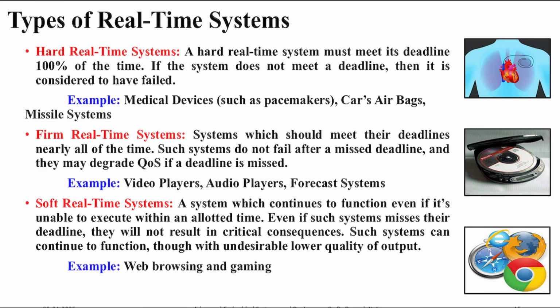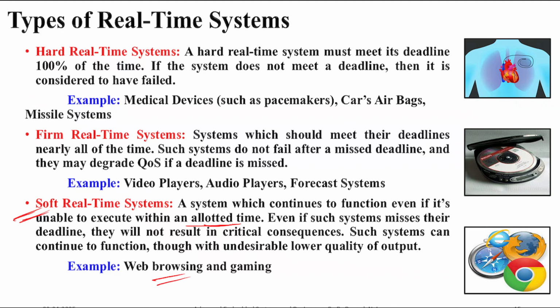Third category is soft real time system, where the system can continue to function even if it is not able to execute within an allotted time. So there is a flexibility that if the system achieves the output within time, it's okay. Even if it is not achieving the output within a specified time period, and still we can go with it, then we can call such systems soft real time systems.